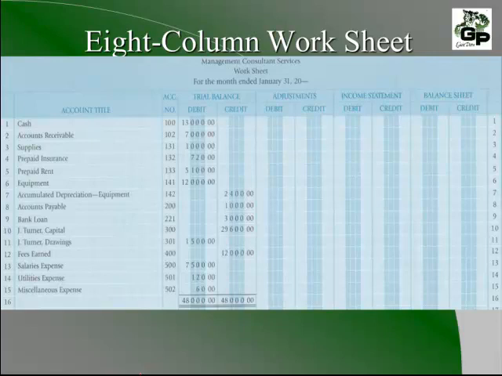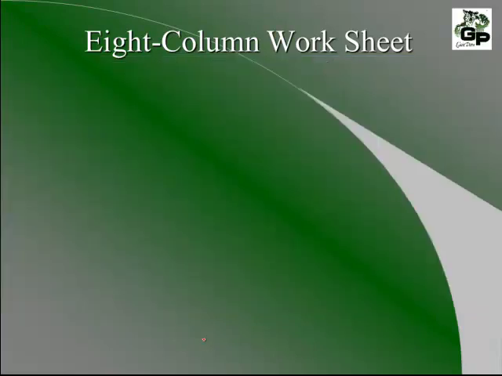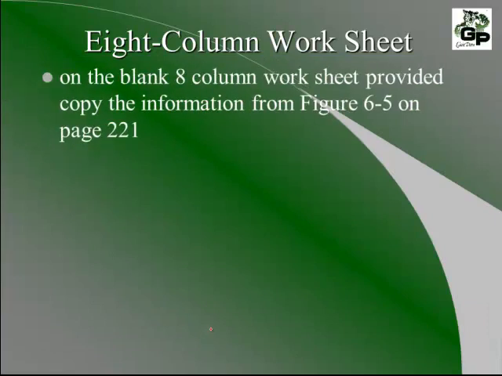Here's a sample. Please notice we have the trial balance, we have the income statement, and we have the balance sheet like we did in the 6-column worksheet. But now between the trial balance and the income statement, we have a debit column for adjustments and we have a credit column for adjustments. On the blank 8-column worksheet that I have given you, copy the information from Figure 6.5 on page 221.